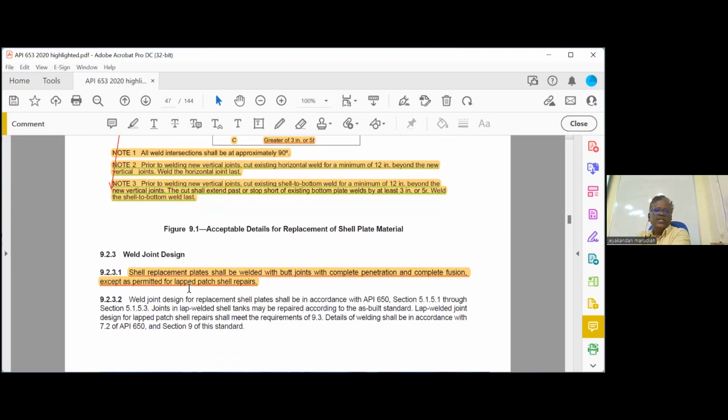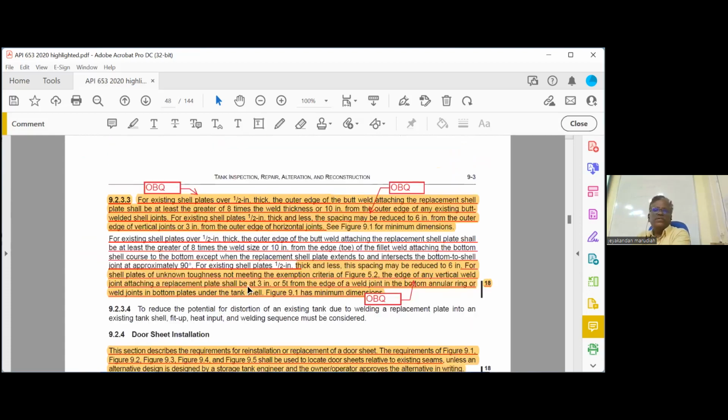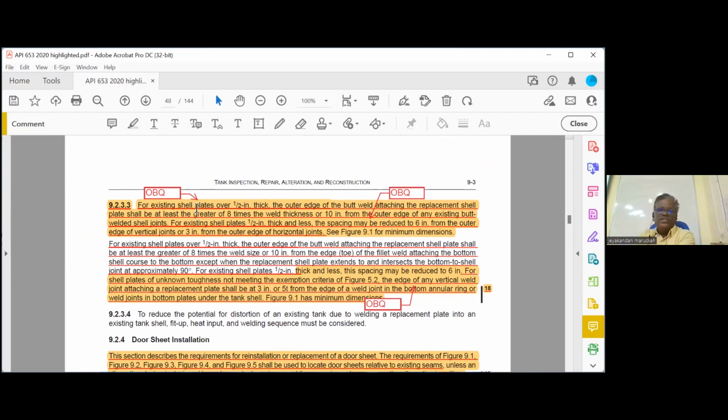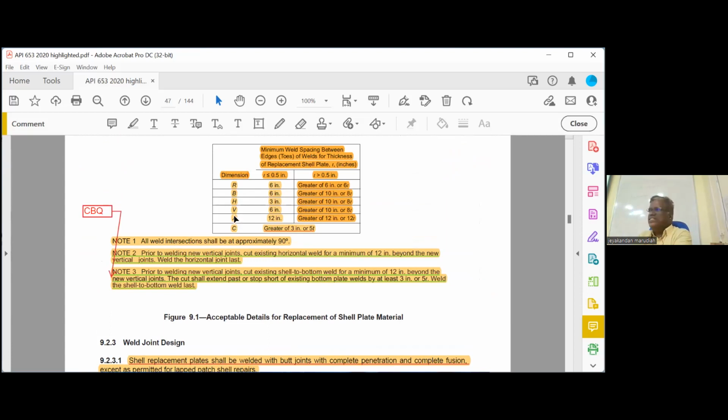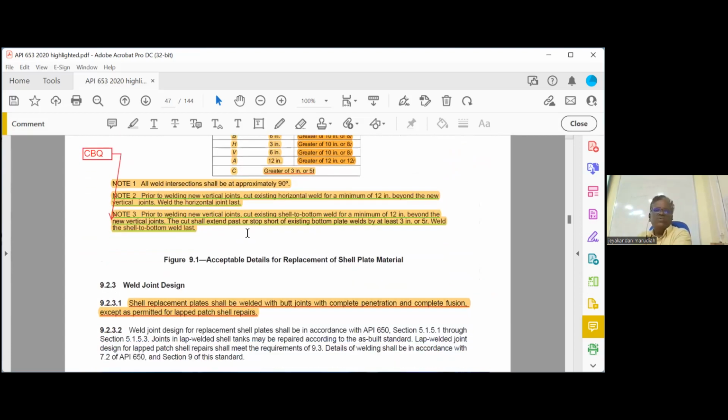Then highlight this one. Shell replacement shall be welded with a butt joint with complete penetration and complete fusion, except as permitted for lap patch repairs. Now this one, 9.2.3.3, all the table only. The table is given in the paragraph. If you understand this, see what VRB, VHC, VAC are. This is the explanation they give here.